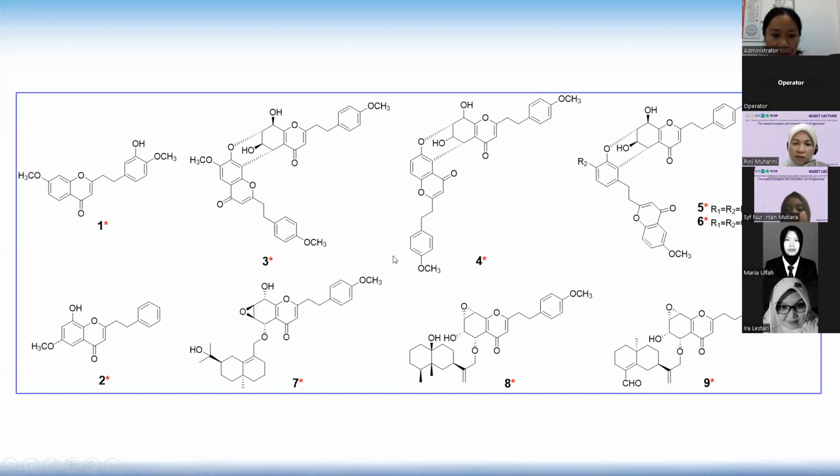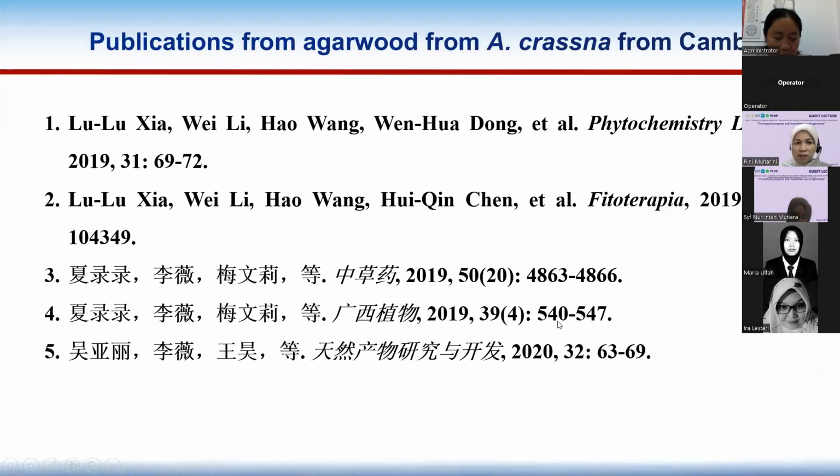So it means maybe some general compounds have the same structure, but there are still some minor structural differences between agarwood from different places. And these are the publications.